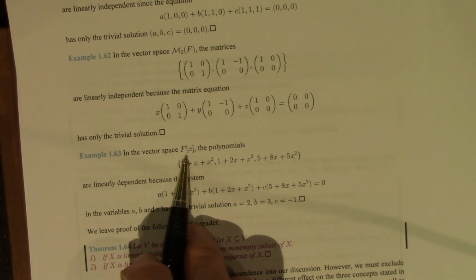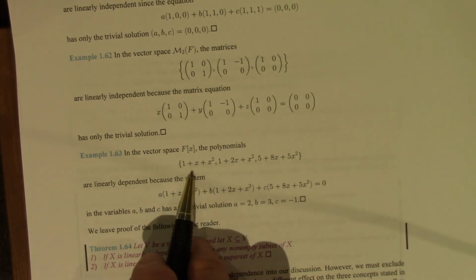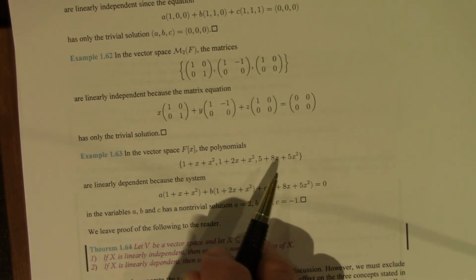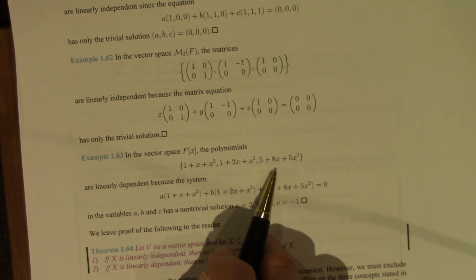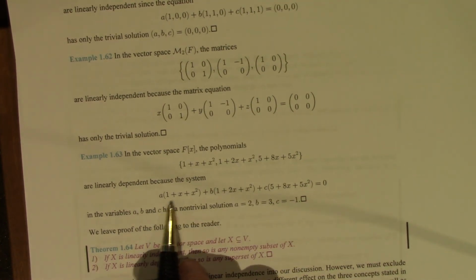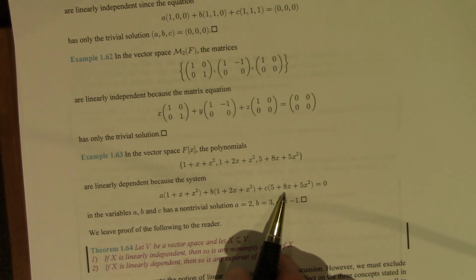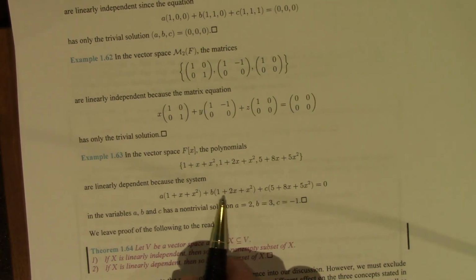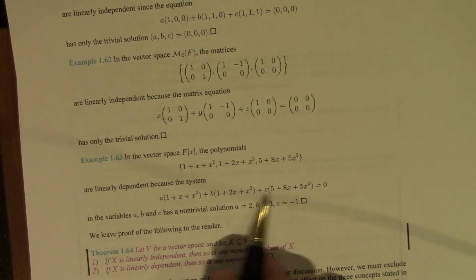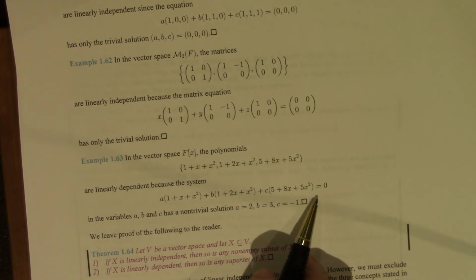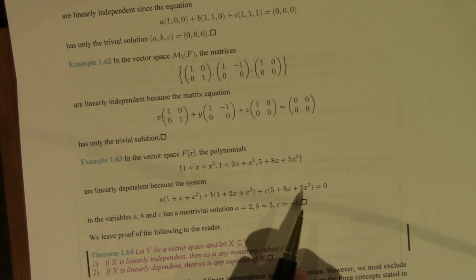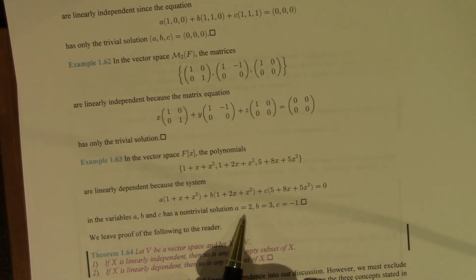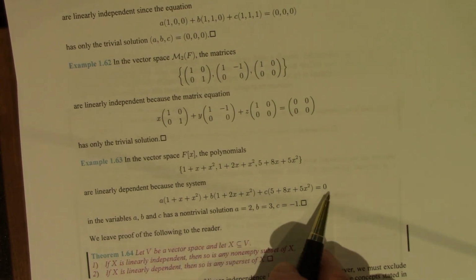In the polynomial space, these three polynomials are linearly dependent because this system of equations, this is three equations in three unknowns, has a non-trivial solution, and that gives a linear dependency.